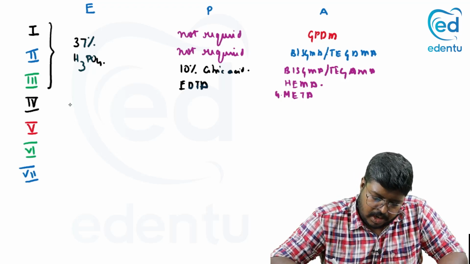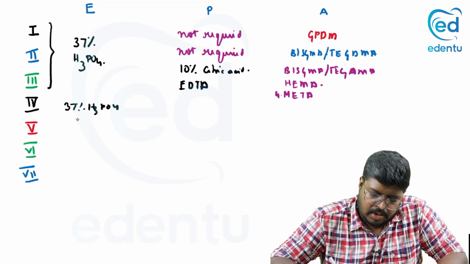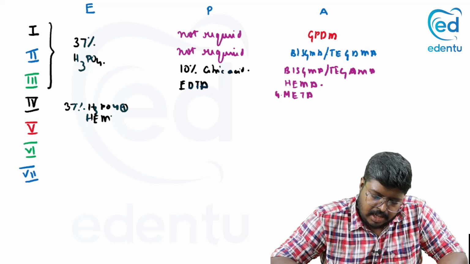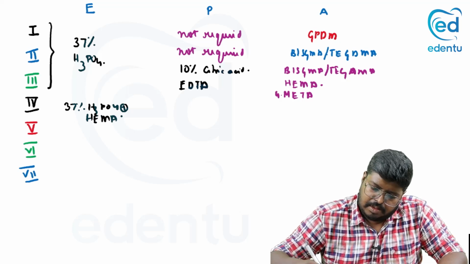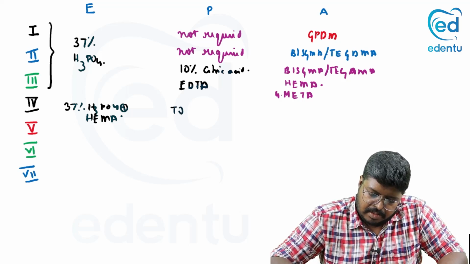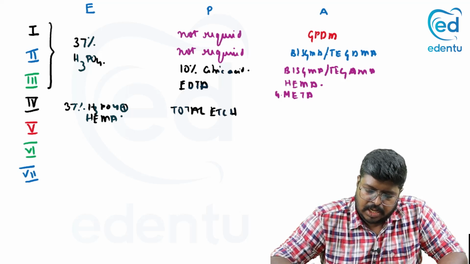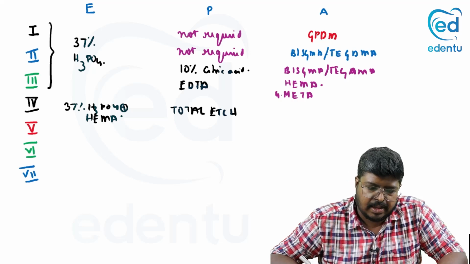So you already had 37% phosphoric acid, but here you had the additive of HEMA. HEMA was added in the fourth generation. The primer, therefore, was now in the total etch generation. So both enamel and dentin were bonded at the same time.